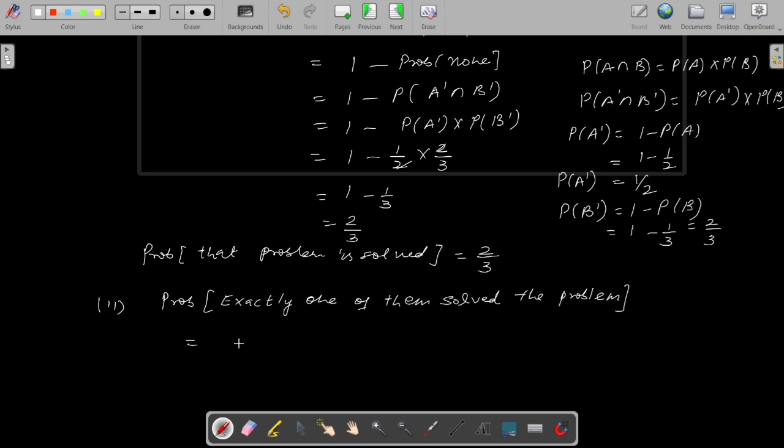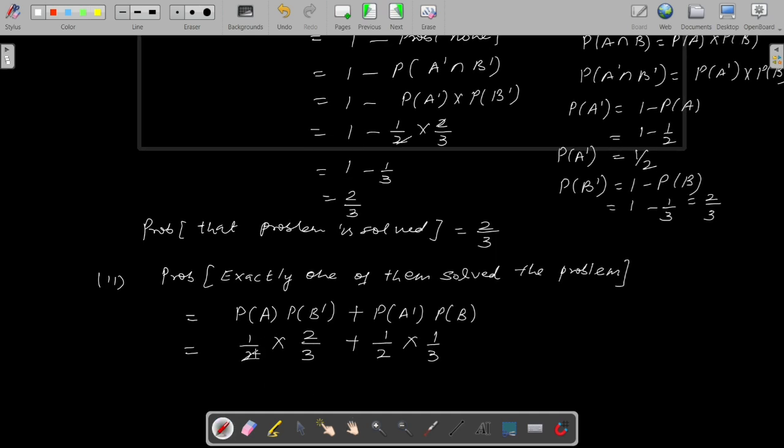So this is equal to probability A solves the problem and B does not solve the problem, plus probability A does not solve the problem and B solves the problem. So probability of A is 1 by 2, not B is 2 by 3. Probability of not A is also 1 by 2. Probability of B is 1 by 3.